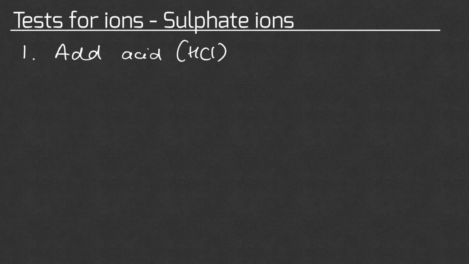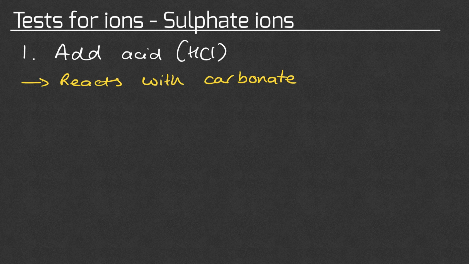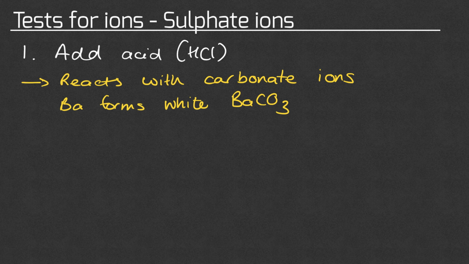To test for sulfate ions, the first thing we do is add an acid, commonly hydrochloric acid. And this is important because it will react with any carbonate ions. The reason this matters is because if there are carbonate ions present, the barium will form white barium carbonate, which we don't want because that could give us an invalid test result.